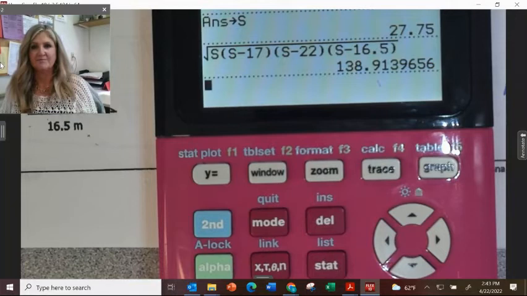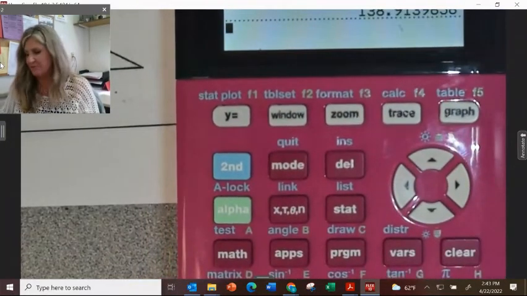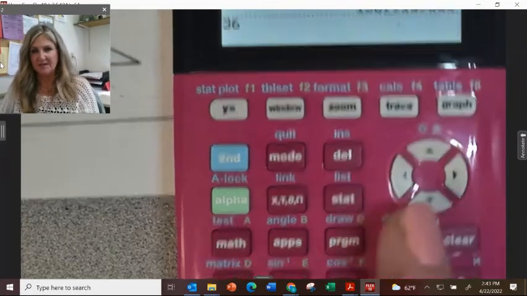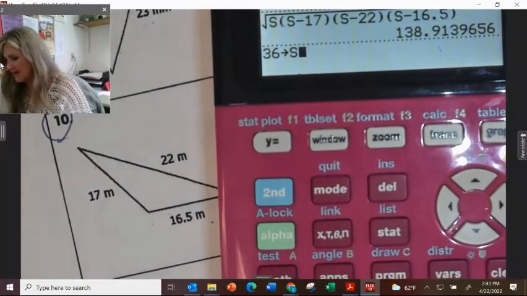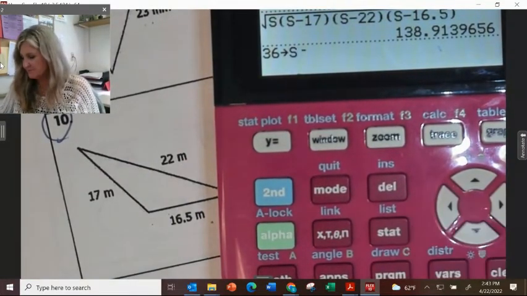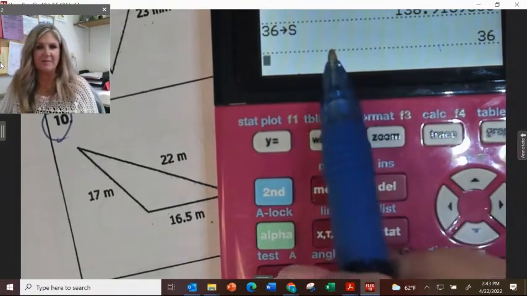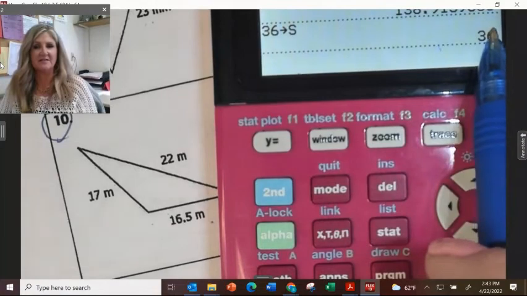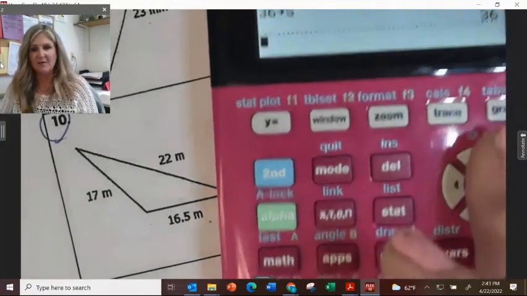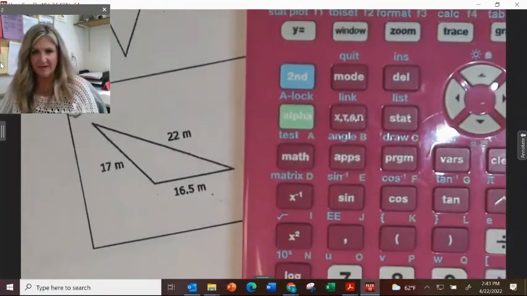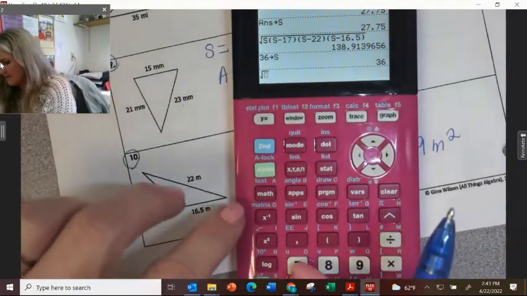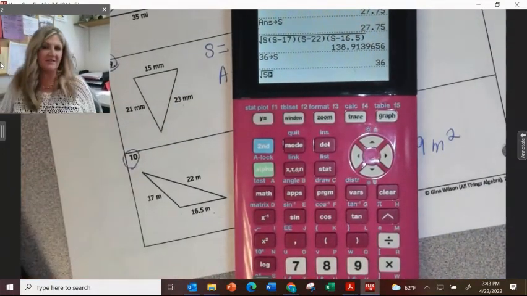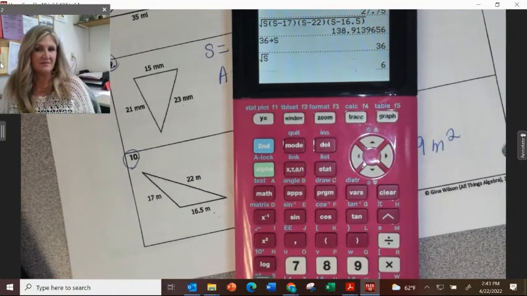How do I get on the calculator? Okay, so let's say I want my semi-perimeter to be 36. I would type in 36, and then I go to store, and then I put it in for alpha S. Enter. And now my semi-perimeter, my S value is always going to be 36. And then when I want to use it, if I now want to use S, I just type it in, the square root of S, alpha S. Well, what should the answer be based on what I just put in? 6, and it is. Okay?